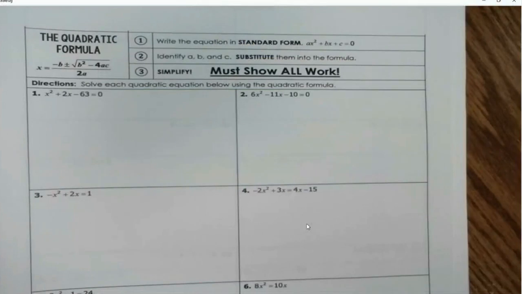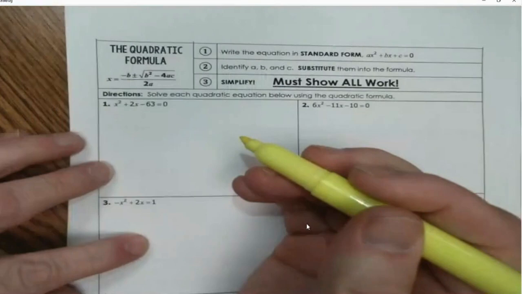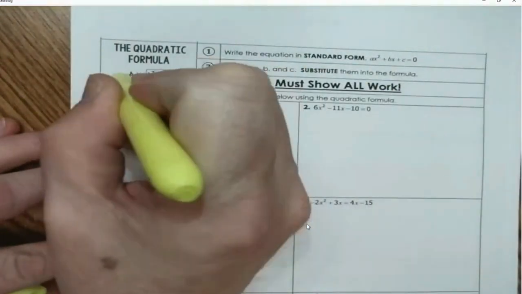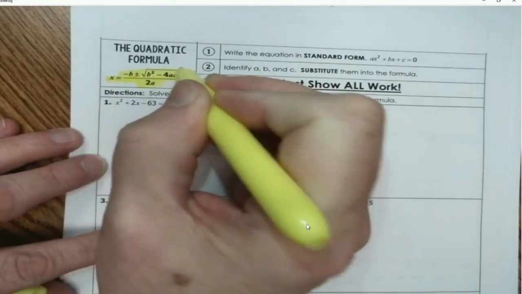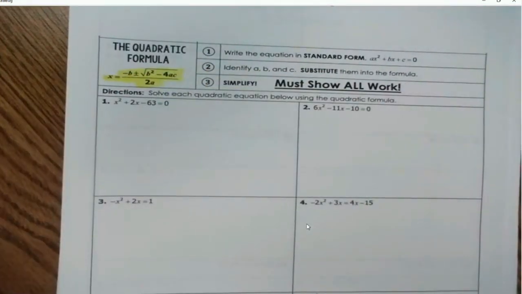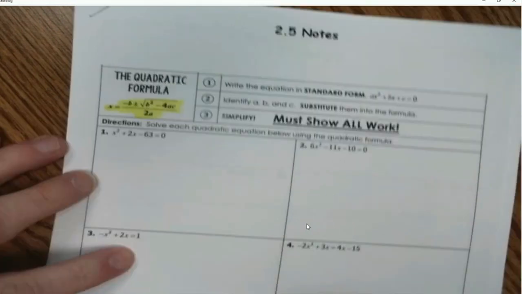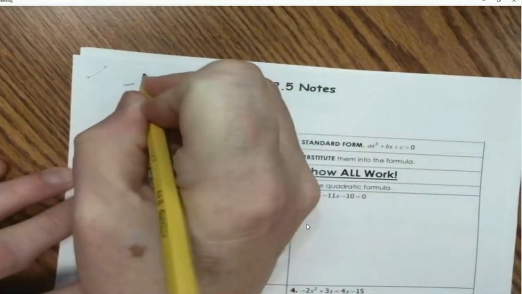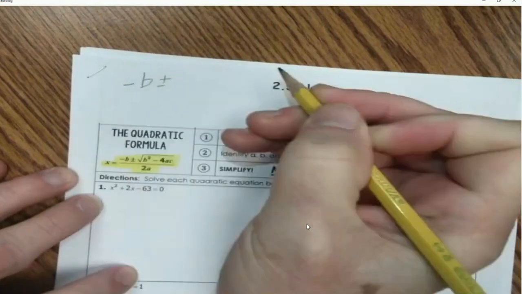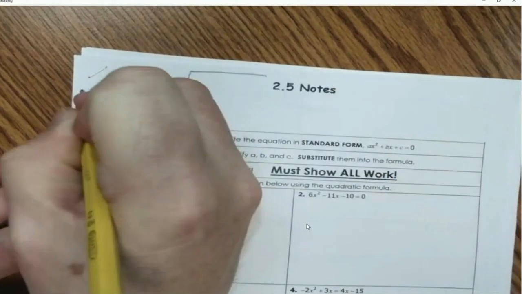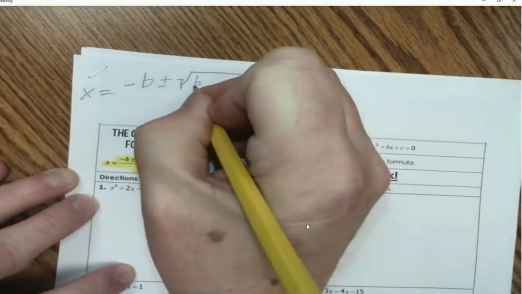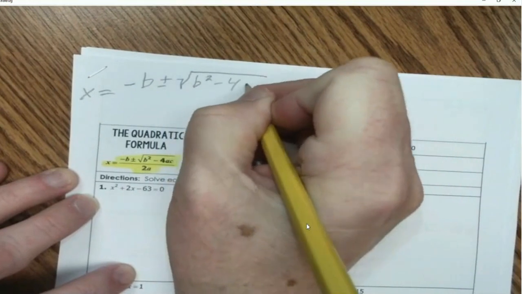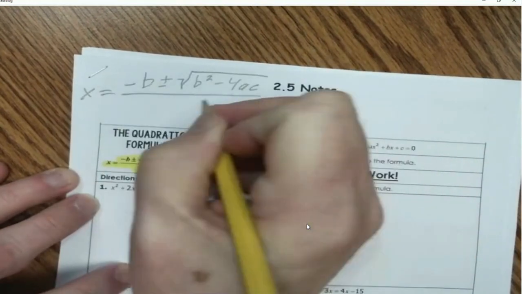Plain and simple, the quadratic formula. That's all we're studying this week. For those of you who haven't seen it in a while or haven't seen it at all, it's right there. I'm going to write it bigger up here. This is what x equals: negative b plus or minus the square root of b squared minus 4ac, all over 2a.